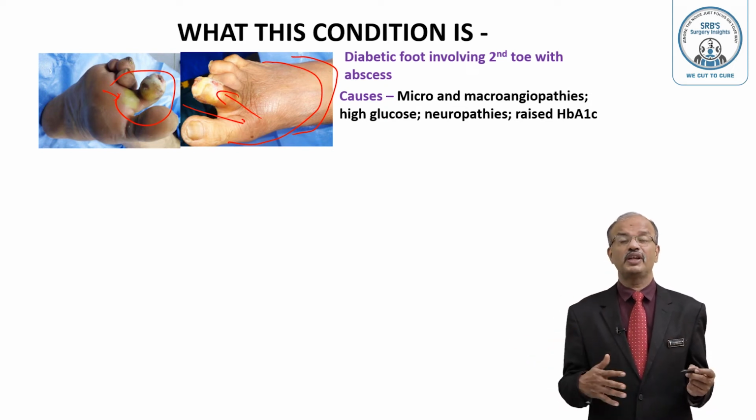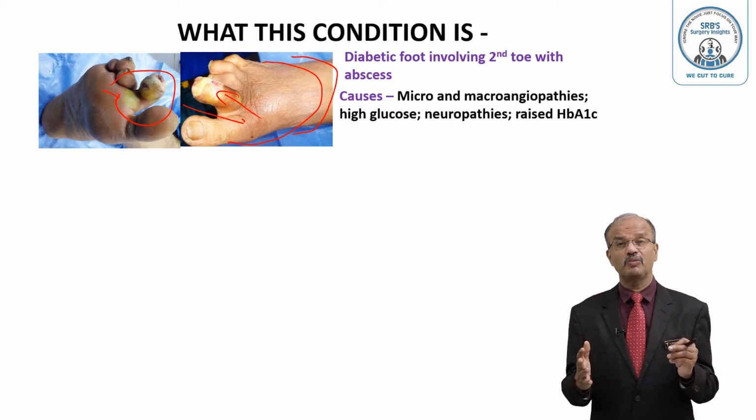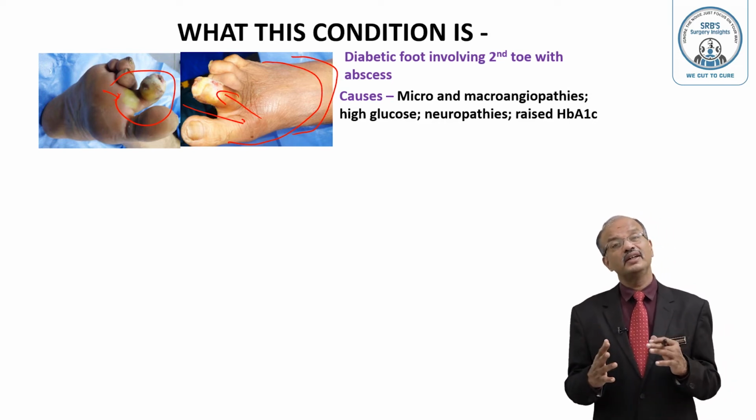So all these types of neuropathies, microangiopathy, macroangiopathy, poor blood supply as such, and high blood sugar, which is a good culture media for bacteria, and loss of sensation, everything adds on to form a diabetic foot abscess, a critical area actually.